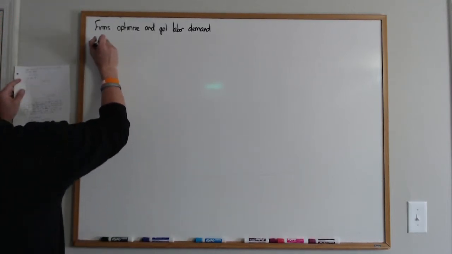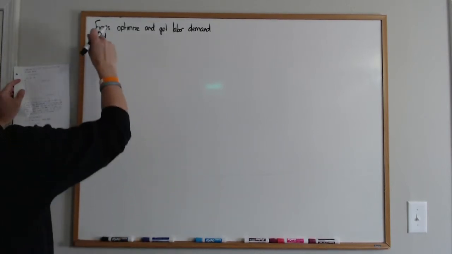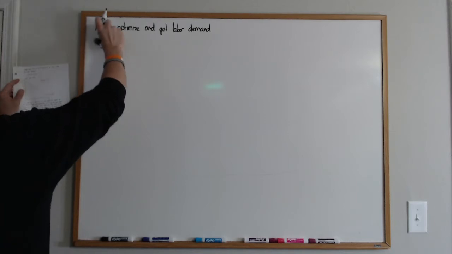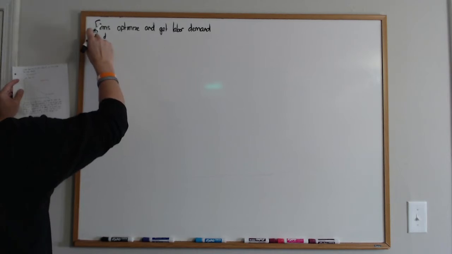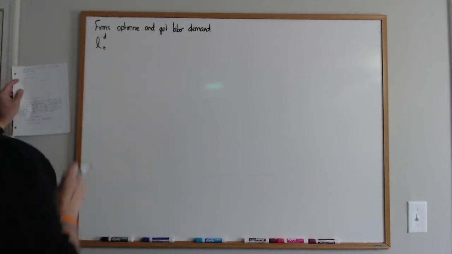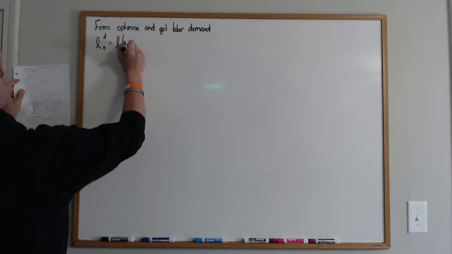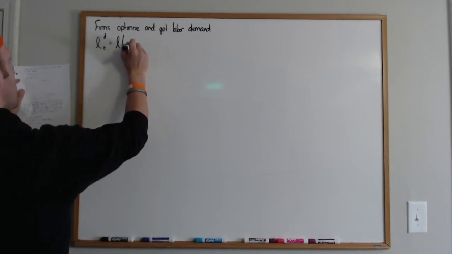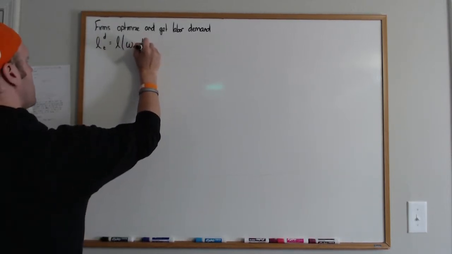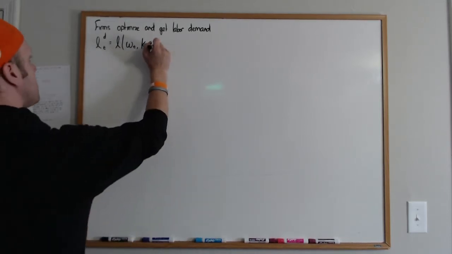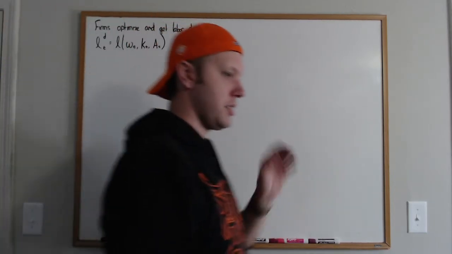Well, I will say, let's use LT, which I guess I should probably do to be consistent with the notation again. This is lowercase l_t^d. This is a function, we'll call it L, of the real wage rate, capital, and productivity shocks.